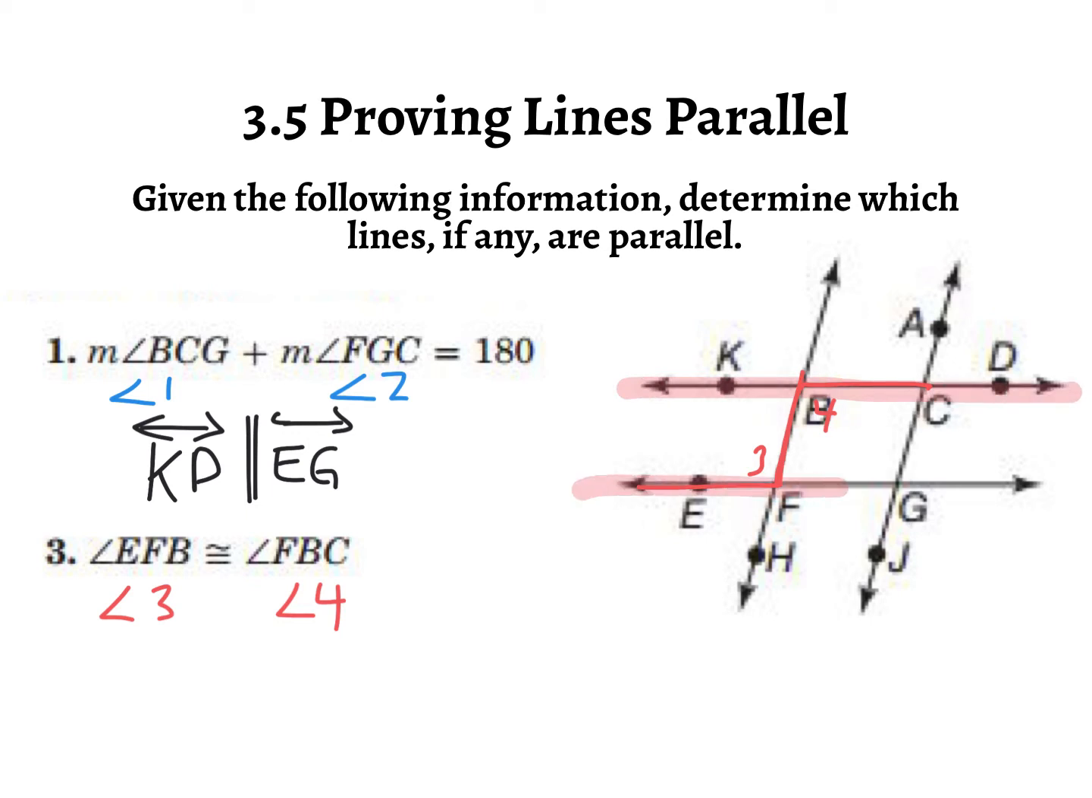This line and this line. And since they're right across from each other, then that means that this line is the transversal. Which two lines must be parallel? The ones that the angles are touching. 3 is touching this line, and 4 is touching this line. Therefore, these are alternate interior angles. And since these two are congruent, then line KD must be parallel to EG.